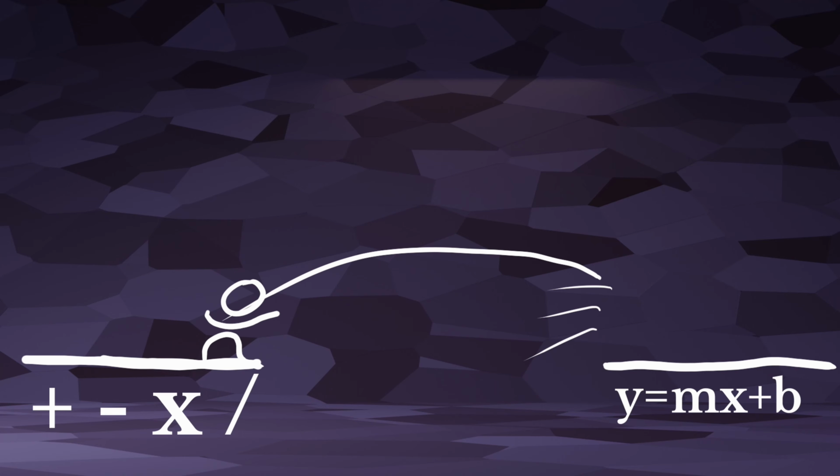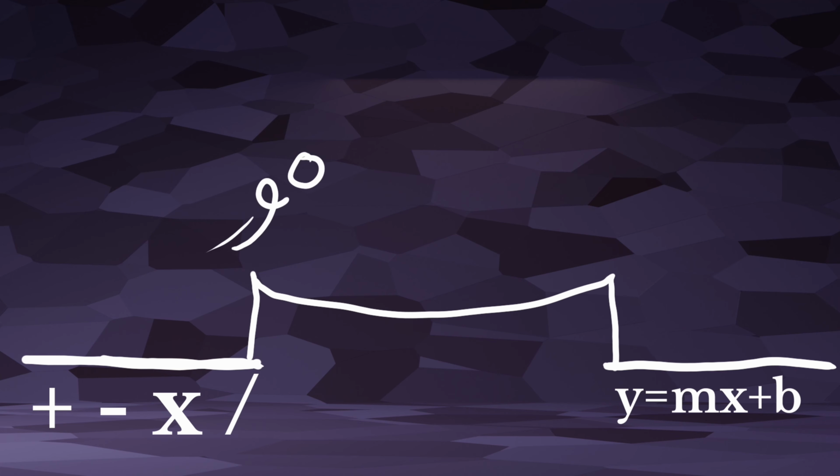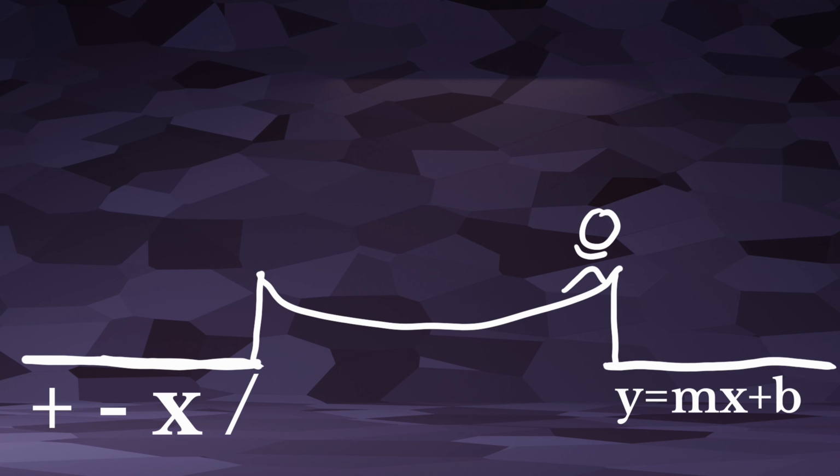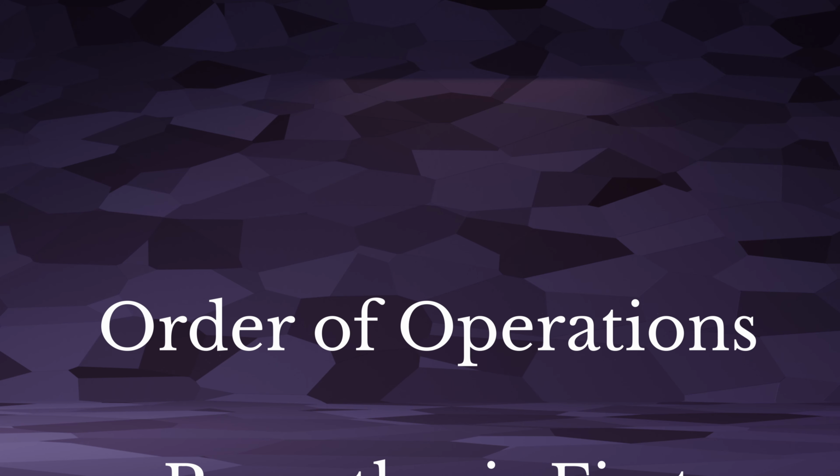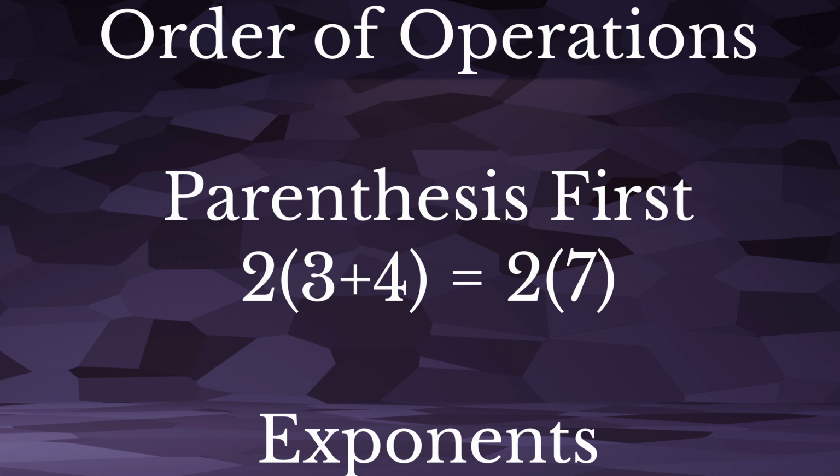Before we can make the leap from arithmetic to algebra, there are a few concepts that are critical to understand. These concepts are variables, order of operations, and mathematics as a language. This video discusses order of operations.